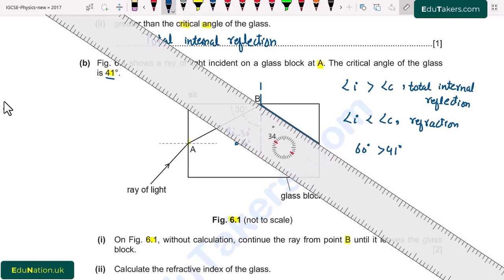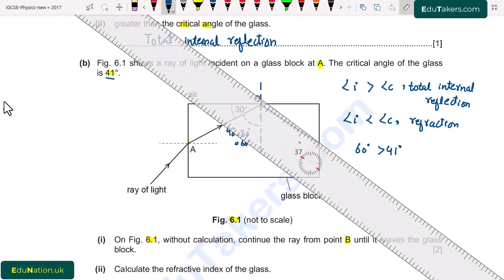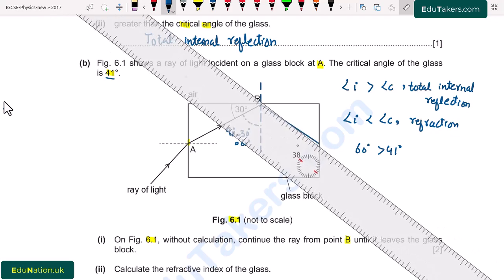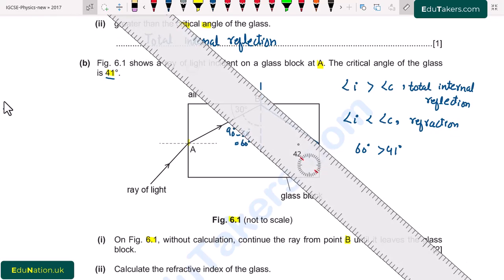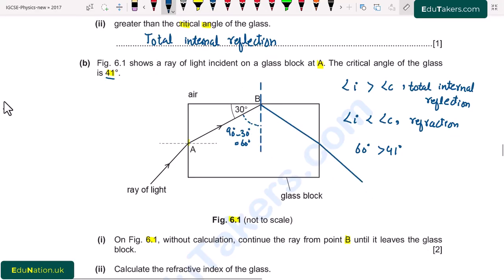So this is the reflected ray. And then it comes out just like the incident ray. So this is a complete path of this ray. Going towards the next part.